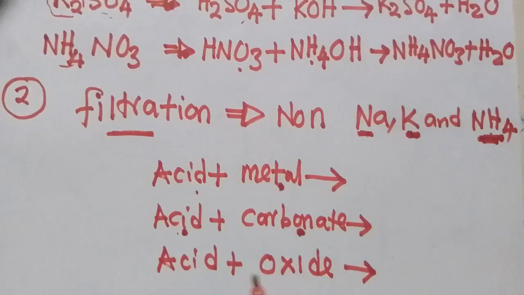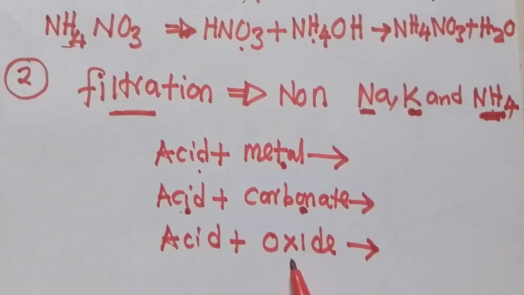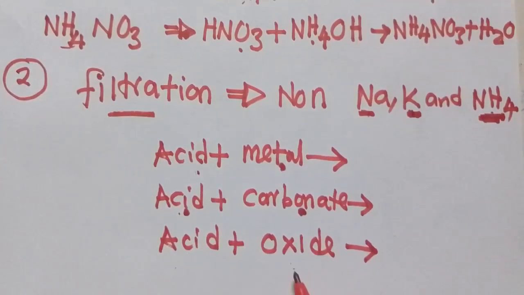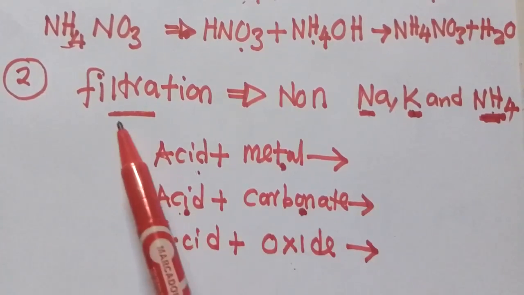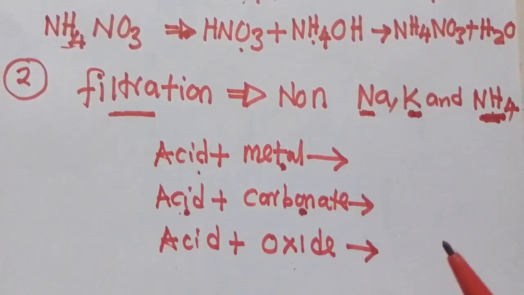When we are talking about a metal oxide, we can talk of sulfuric acid plus zinc oxide. What you're going to form is zinc sulfate. You know that zinc sulfate is a soluble salt, and it can be prepared by using filtration. So these are the methods that you need to know on soluble salts.